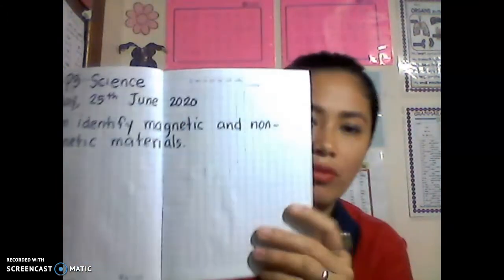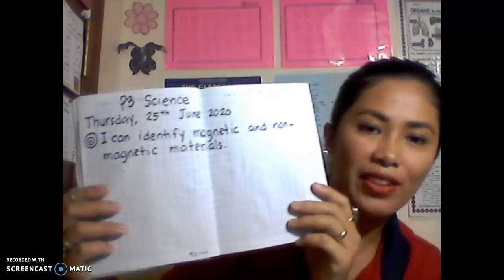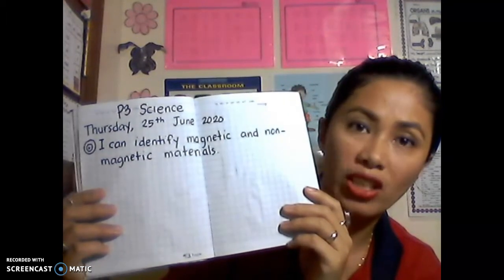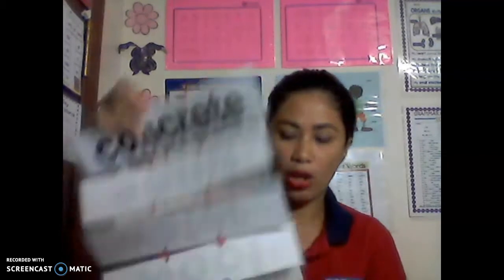Again, our learning objective. You ready? Very good. I can identify magnetic materials that are attracted to a magnet and non-magnetic materials. It means they are not attracted to a magnet. Here are the words, and we're going to go through them. These are flashcards of materials.